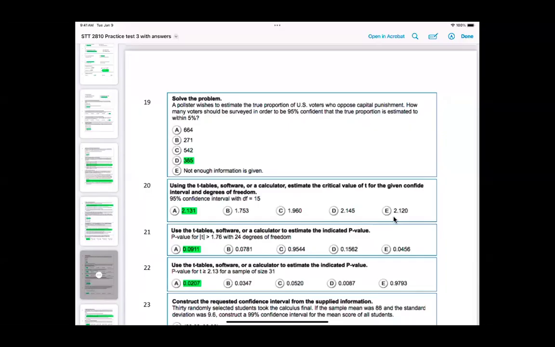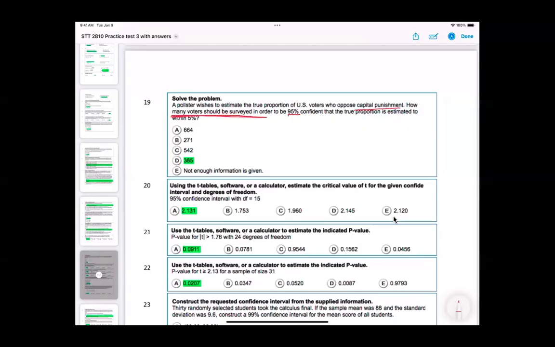So we are told that a pollster wishes to estimate the true proportion of US voters who oppose capital punishment. So the question here is how many voters would be surveyed? How many voters? So we are looking for the sample size. And then we are also given that, in order to be 95% confident, the true proportion is estimated to be within 5%.